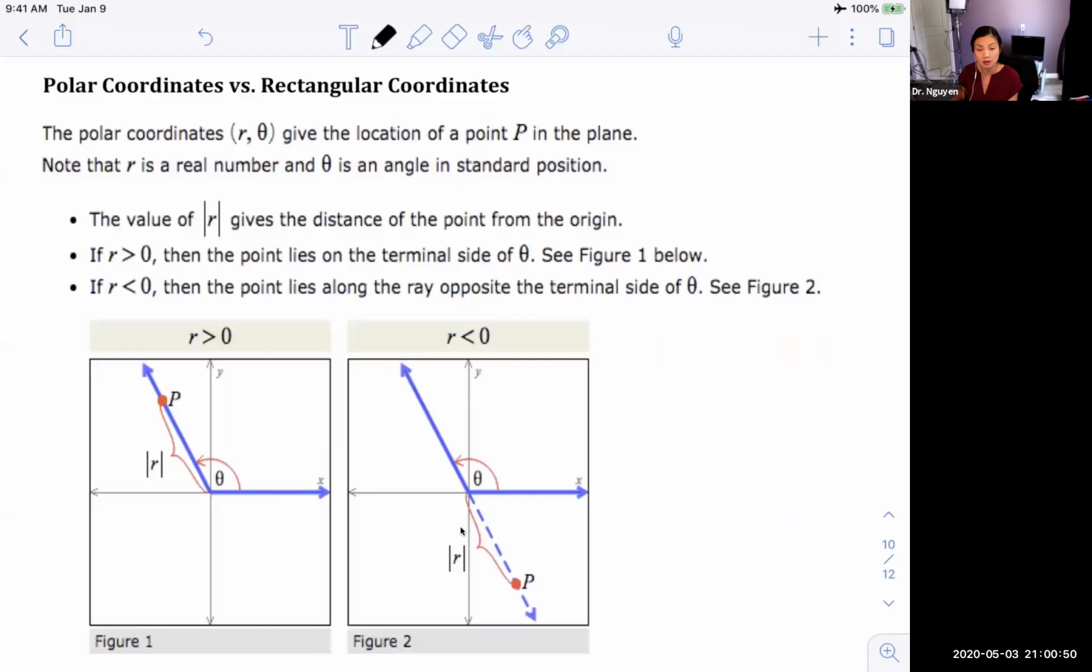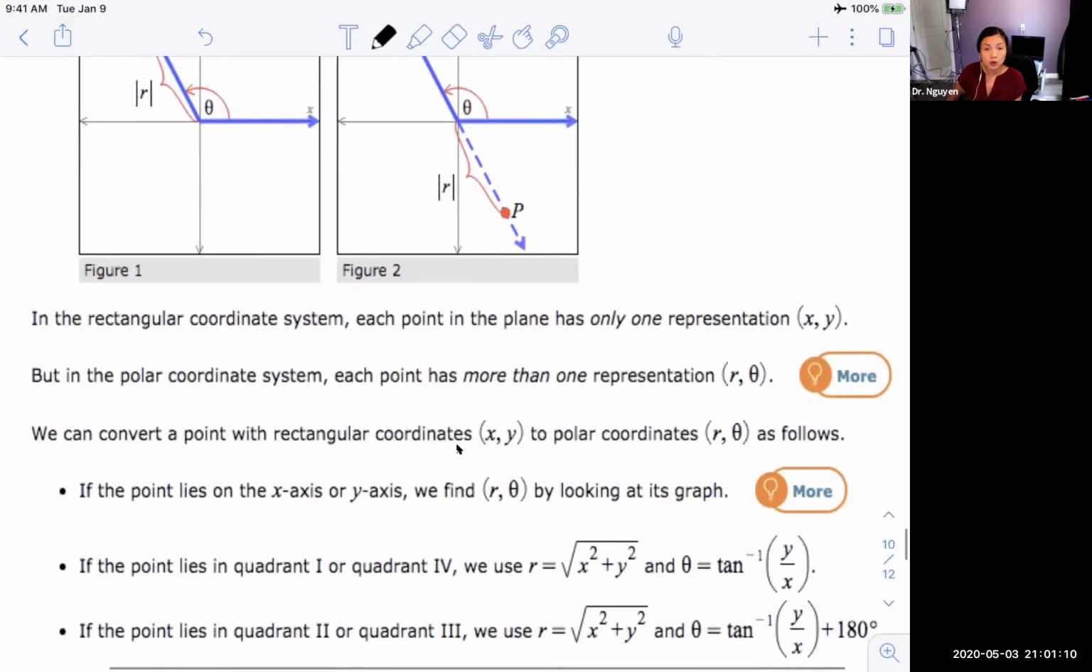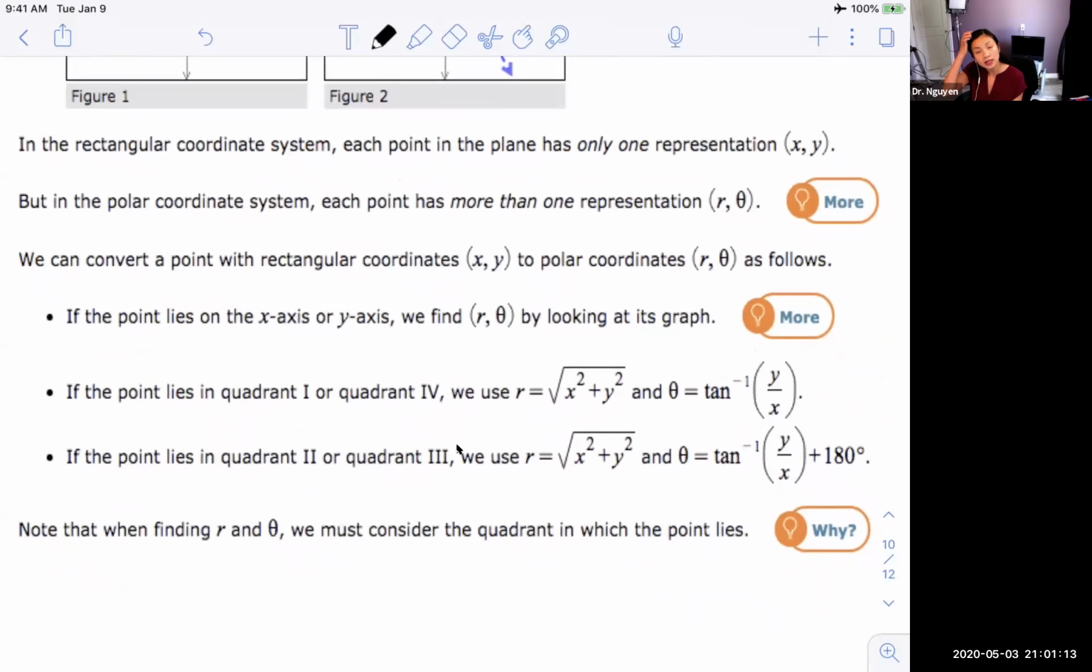So it's right here when r is negative. When r is positive, it's up here, which is just the terminal side. This is the terminal side, but you have to take the opposite of the terminal side if r is negative. In a rectangular coordinate system, each point in the plane has only one ordered pair, one x, y, right? But in a polar coordinate system, each point has more than one representation.